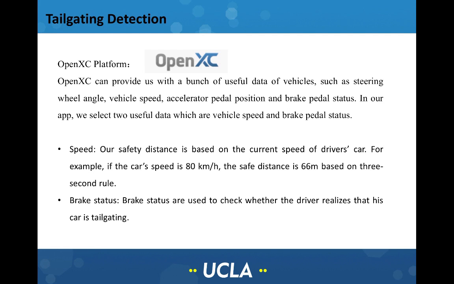There are 2 parameters we need. Firstly is the vehicle speed, and the second is the brake status. By using the vehicle speed, our safety distance is based on the current speed of the driver's car. By using the brake status, we can check whether the driver realizes that his car is tailgating. So, by integrating the OpenXC simulator with our apps, we can finally achieve the goal of detecting the tailgating.